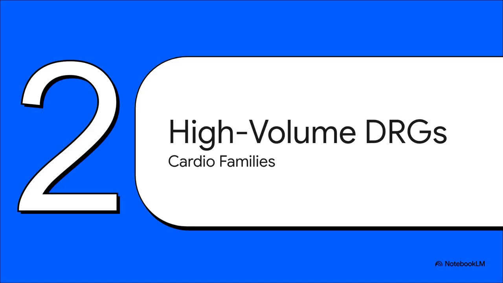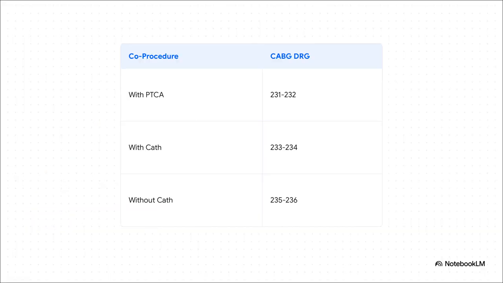Section 2. High-volume surgical and interventional cardiovascular DRG families. All right, now that we understand the basic hierarchy, let's look at the heavy hitters you're going to encounter every single day. First up is the coronary artery bypass graft, or CABG, represented in MS-DRGs 231 through 236. The partitioning here is incredibly specific, and honestly, it relies heavily on co-procedures. Check this out. If a CABG is performed alongside a PTCA, a percutaneous transluminal coronary angioplasty, it groups to 231 or 232. But if it's performed with a cardiac catheterization, it maps to 233 or 234. And without a cath, you're looking at 235 or 236.